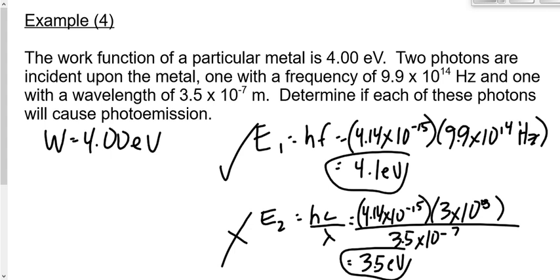Yep, Austin? No, we're using 4.14 there. There's 2 values of Planck's constant. There's the one that's 6.63 joule seconds, and then there's the 4.14 electron volt seconds. And since we have our work function in eV, that's what I use in there.